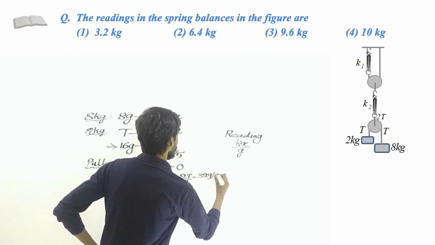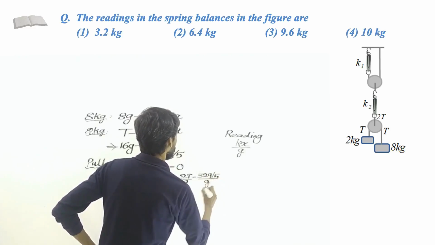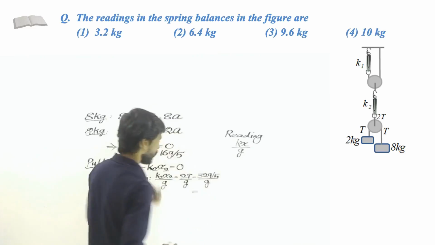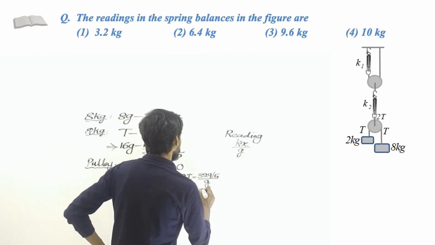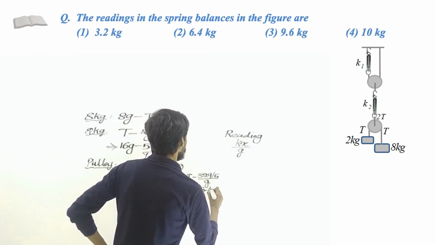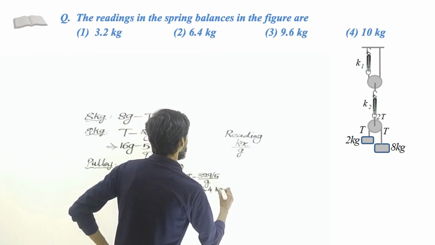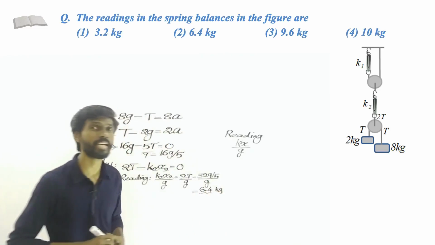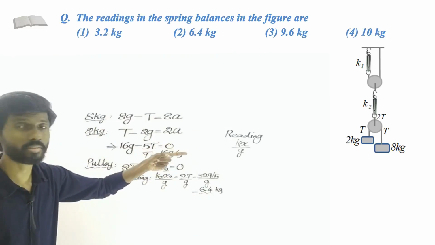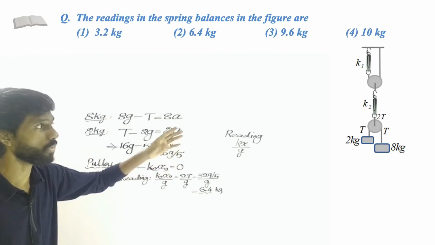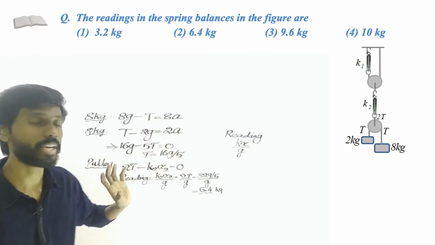32g divided by 5, again divided by g, so that will give you the value. So g gets cancelled, 32 divided by 5, so that is 6.4 kilogram. So that's all. So that is the reading, right? That is the mass as read by the spring balance, the second spring balance. Okay, similarly we have to find the reading of that spring balance also, right?